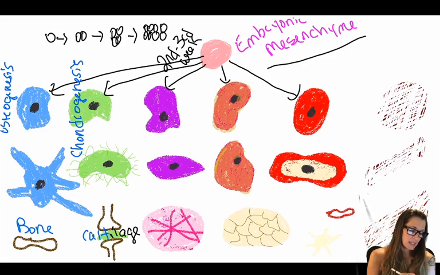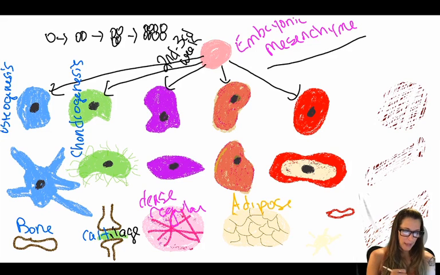I'm not going to take you through every single detail. But this is dense regular connective tissue. And this is adipose. And then this is blood cells, which sometimes seems like the odd one out, and you can't really see that here. So we've got red blood cells and white blood cells, also platelets, but we'll talk about those later.